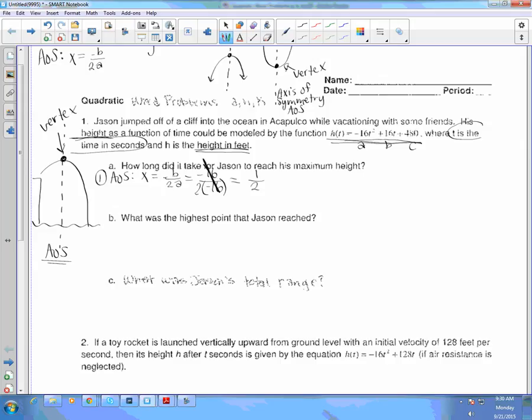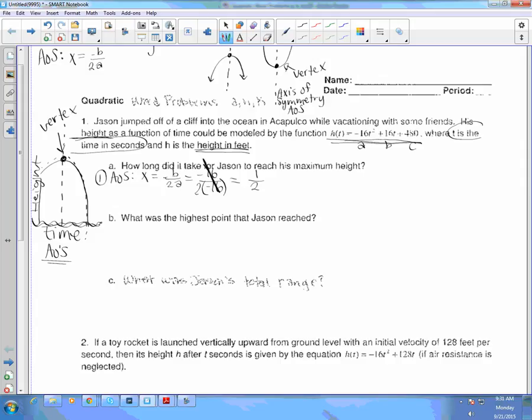Okay, let's look at a picture and see what these axes are representing. Vertically, what does the vertical positioning represent for Jason? Height. Good. What does the x-axis represent? Time. It says h is height, then t is time. So the x-axis is time.